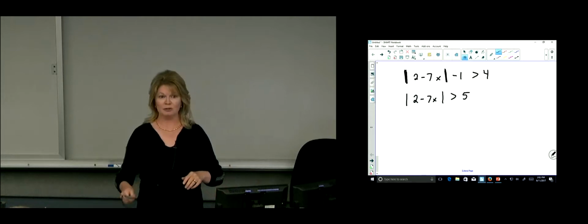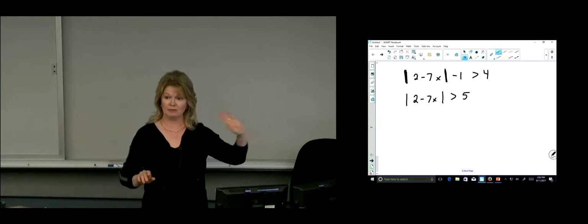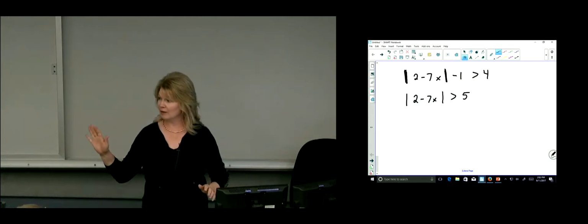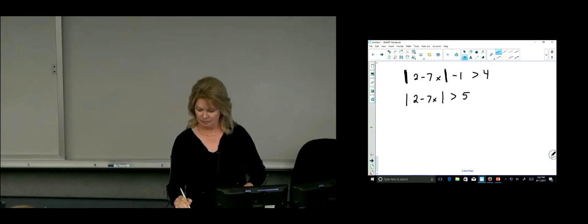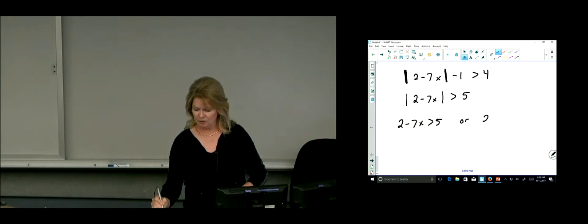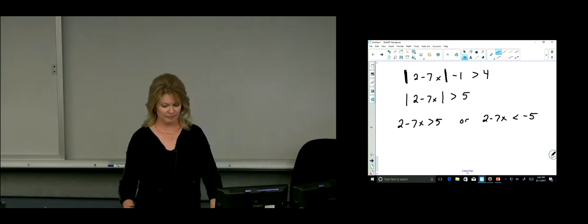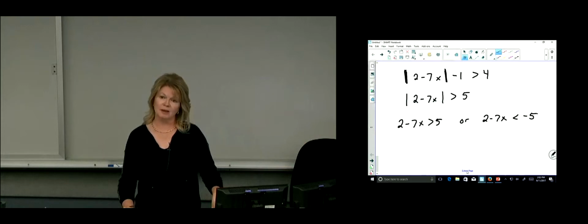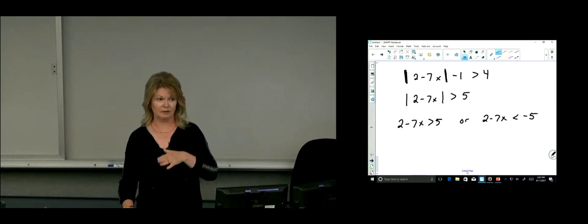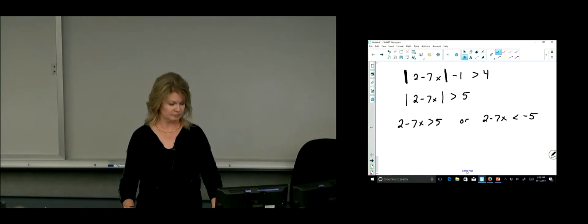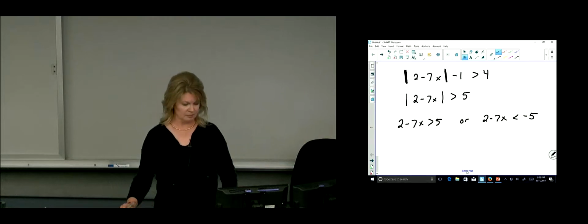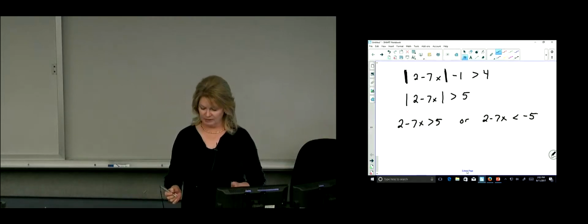That says the absolute value is greater than, so it's pushing out. So I should have something over here to the left and something over there to the right. 2 minus 7x is going to be greater than 5, or 2 minus 7x is going to be less than a negative 5. Notice that one time when you write it down, it looks exactly the same. And the second time, you just use the opposite inequality and the negative of that number.